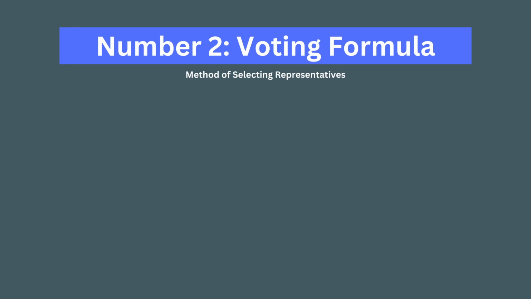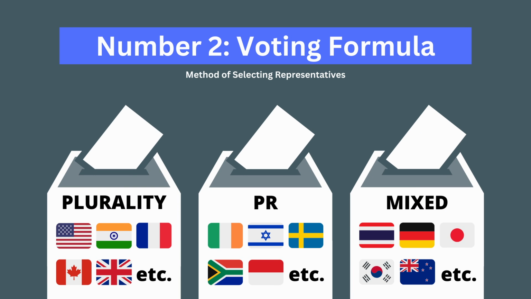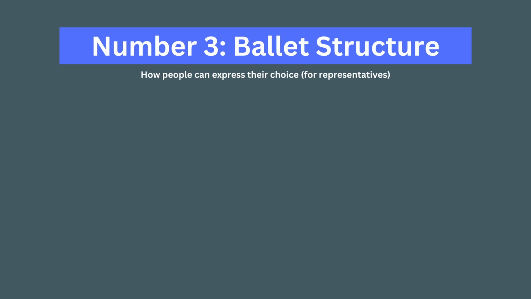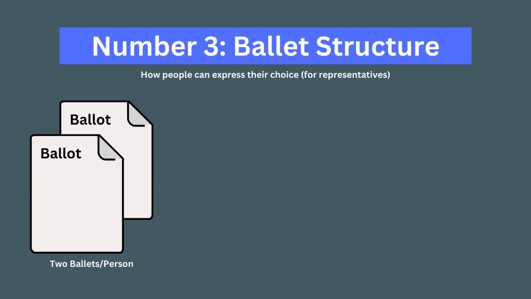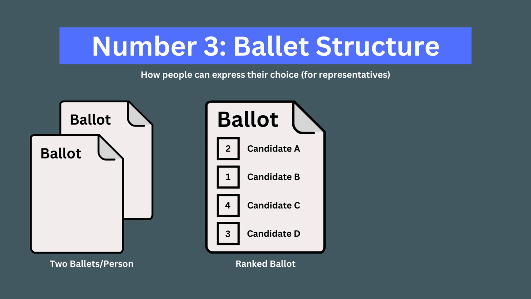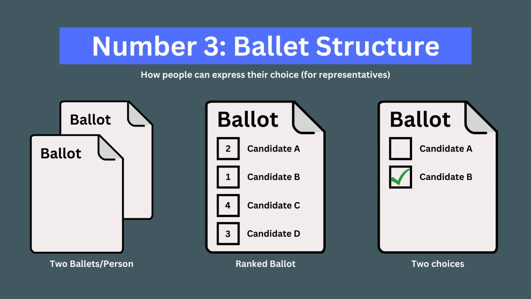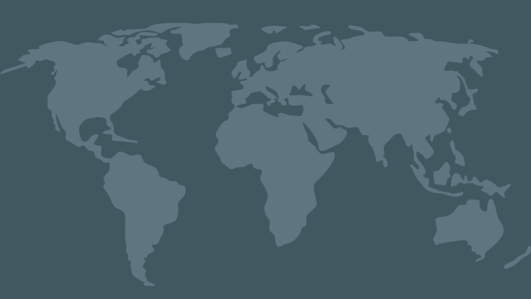Number 2. The voting formula, or the method of selecting candidates. The video will dive into this factor. Number 3. The ballot structure, or how people can express their choices. Some countries may provide 2 ballots per person, and some countries might allow people to rank their choices rather than simply selecting a candidate.